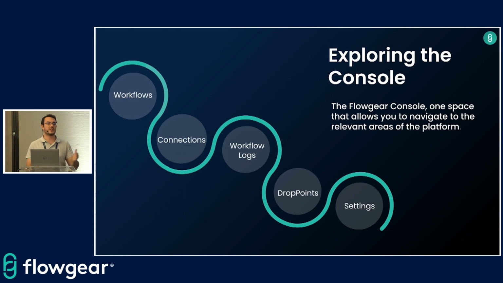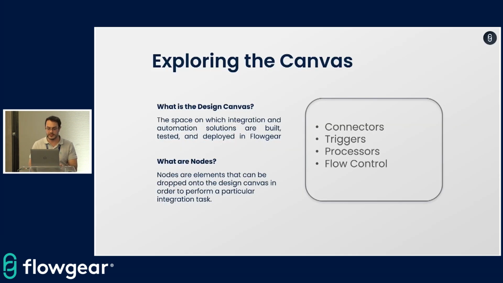Workflow logs is where you're going to discover what's actually been happening in a transactional state on your platform. Drop points, for those who are working with systems like Syspro or anything else that's on-prem, allow you to install a lightweight agent on-prem, which then communicates with the primary Flow Gear environment. So you do not have to have Flow Gear installed on-prem to communicate with those services. And then settings, obviously, is just general management for your platform, where you can restart your VM if you have to, or even upload nodes and similar things.